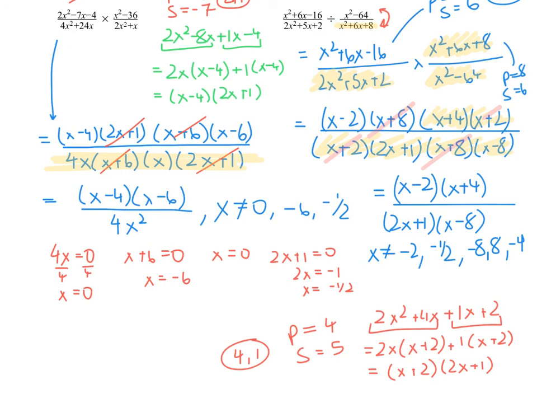So division will become the same process as multiplication. You just have to remember that you have extra restrictions on the original denominator as well, which has now moved into the numerator.